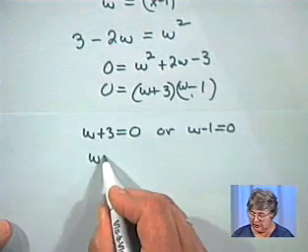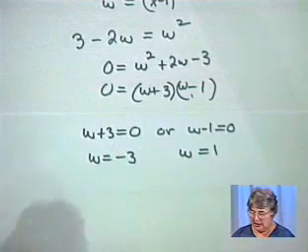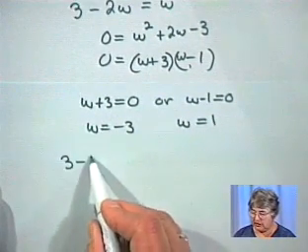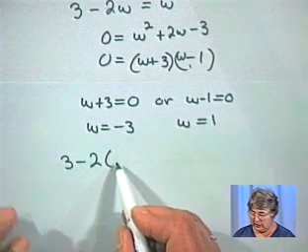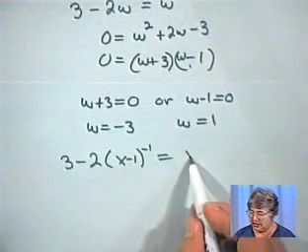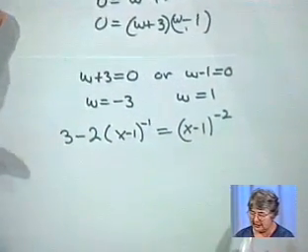This tells us that w equals a negative 3. This one says w equals 1. But once again, remember that we're not solving for w. The equation that we needed to solve was this one: 3 minus 2 times x minus 1 to the minus 1 power equals x minus 1 to the minus 2 power. We need to solve for x.